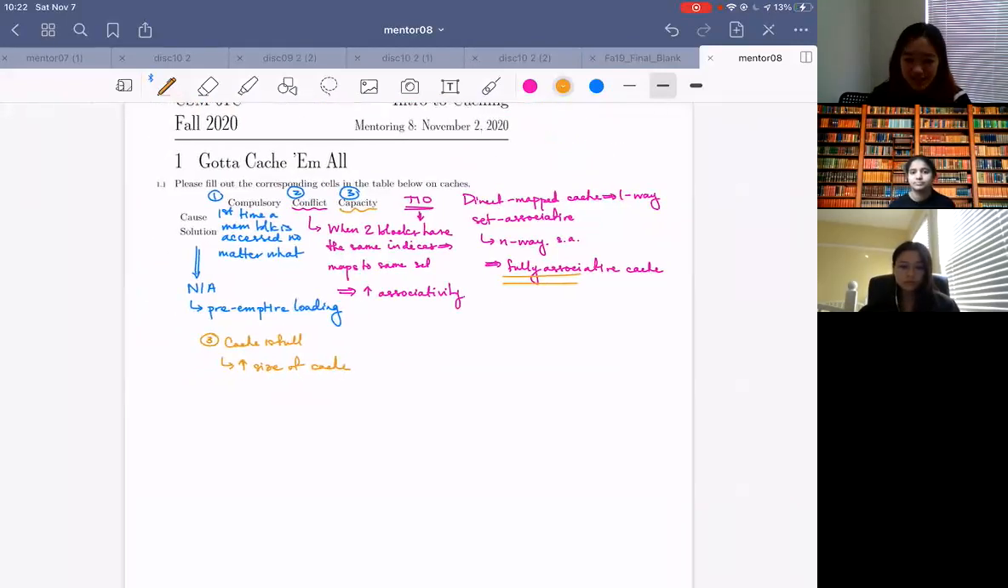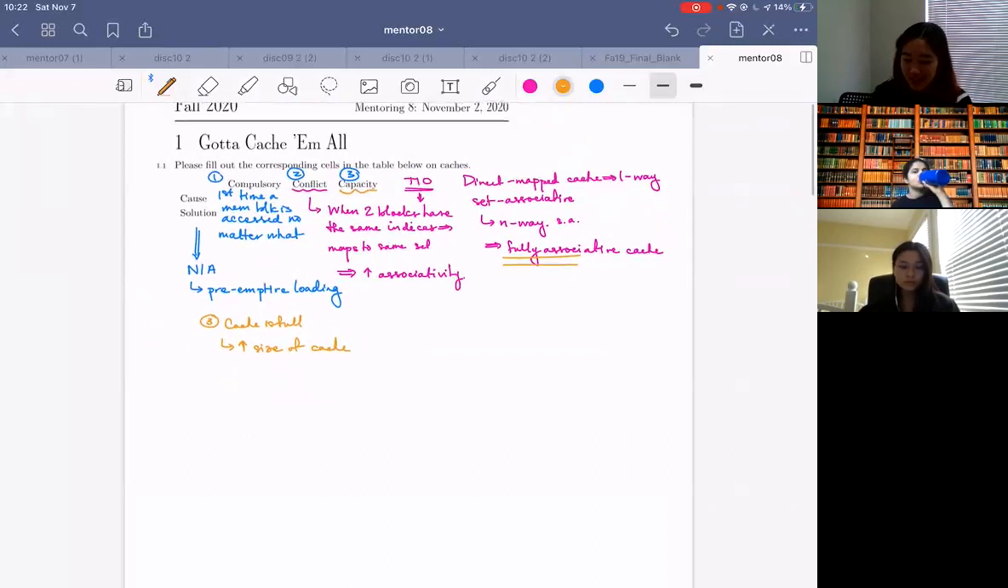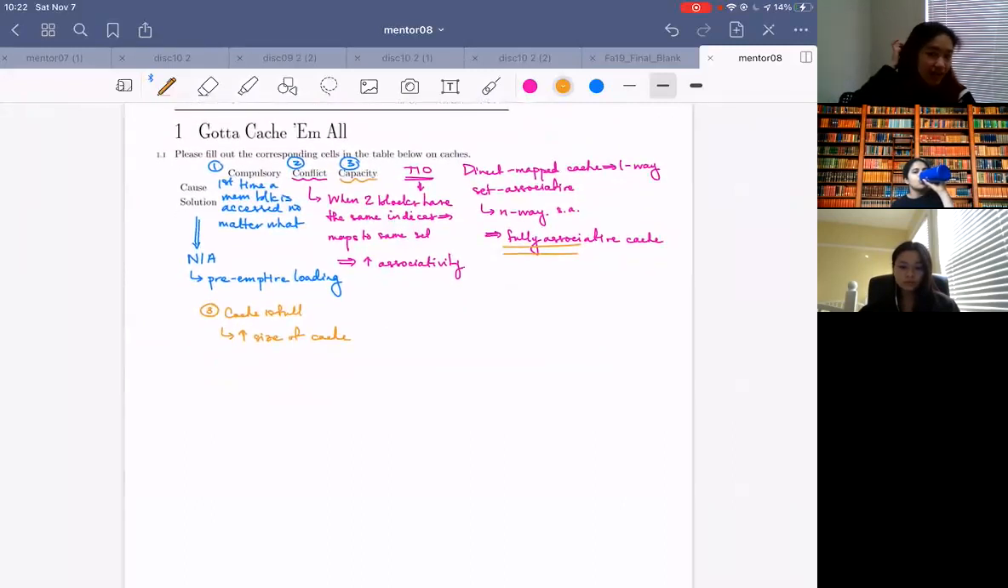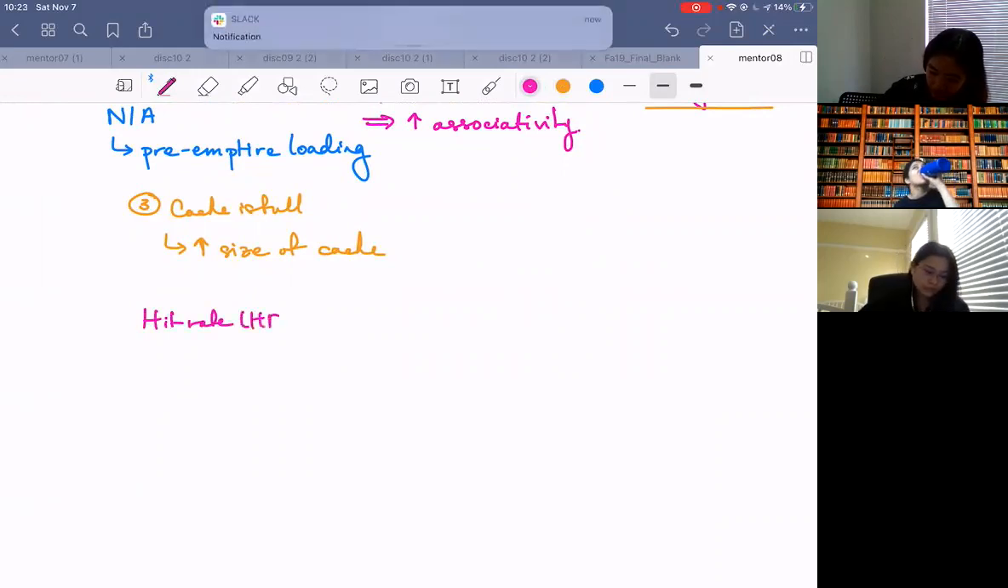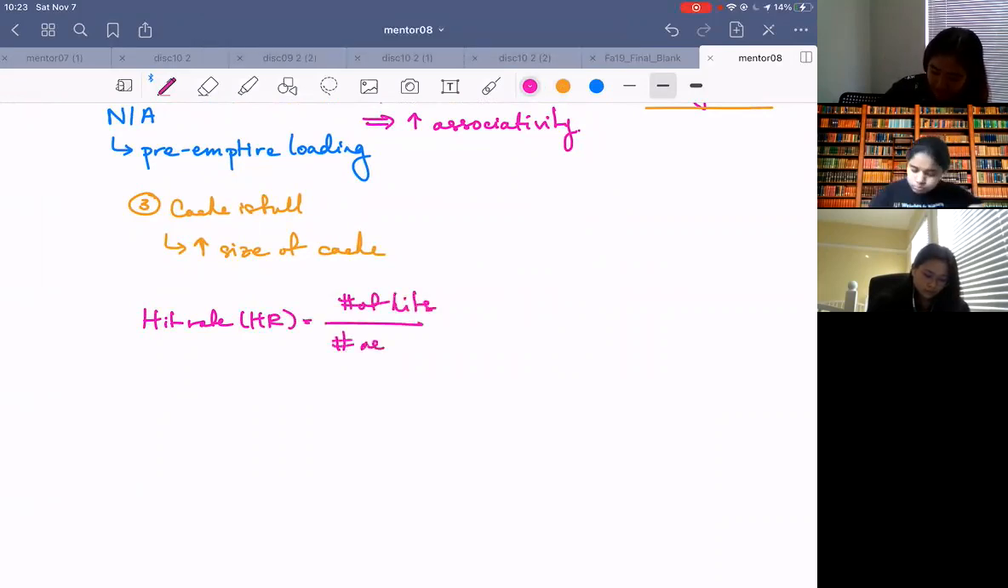So there's really no problems associated with this at this point. I would say the main type of problems we're going to see come later on, when you're analyzing code in the homework, where it says, okay, for this code and these cache specifications, what are our hit rates and miss rates going to be? So just a quick thing: the hit rate, or HR, is going to be the number of hits divided by the number of accesses.